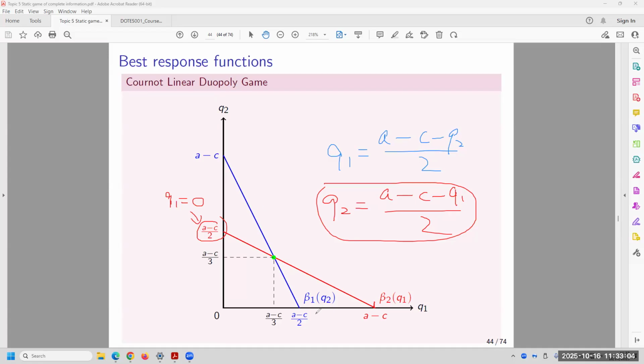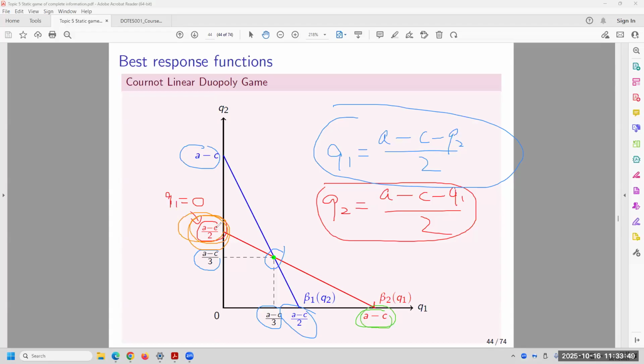You do it symmetrically. This is A minus C, and this is A minus C over 2. So you have these two lines. The intersection will be the solution to this problem, because the intersection is solving the system. And this system will give you A minus C over 3. So this question is very interesting: if only one firm, monopoly is here. And perfect collusion is here.